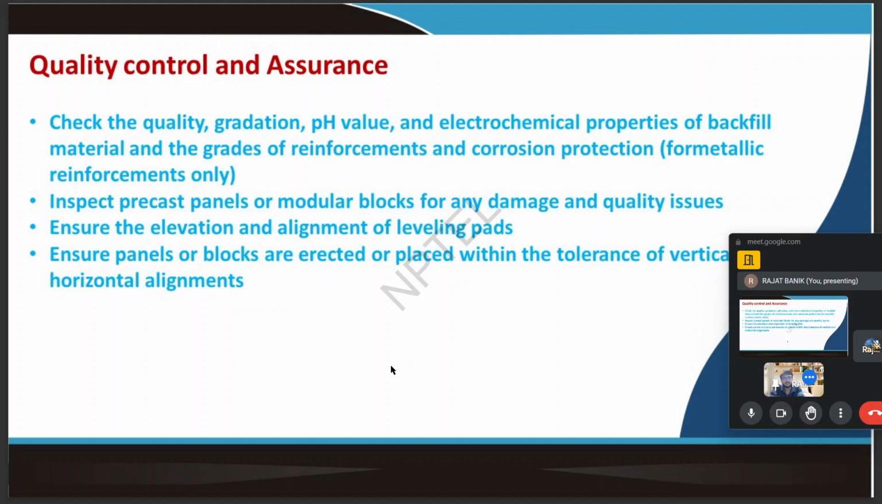Inspect precast panels or modular blocks for any damage and quality issues. Ensure the elevation and alignment of leveling pads. Ensure panels or blocks are erected or placed within the tolerance of vertical and horizontal alignments. So these are the points we need to check or control during construction of the retaining wall using geosynthetic material as reinforcement.